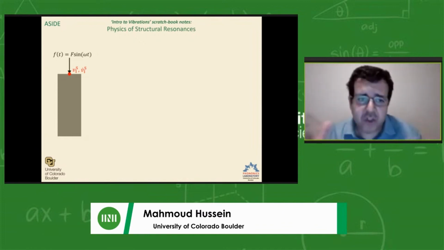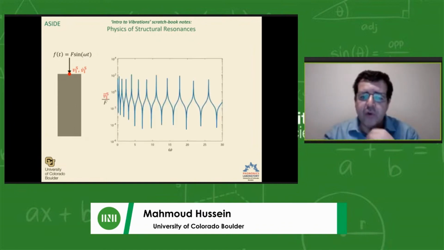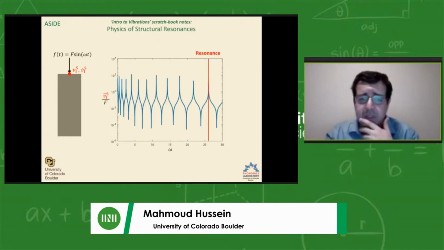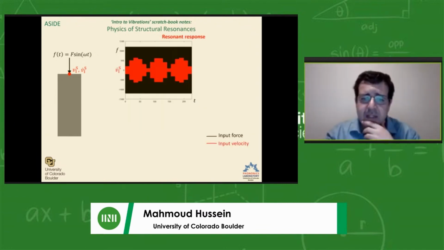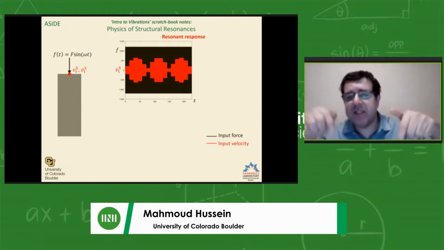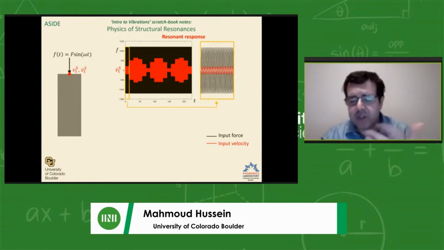So if we just have a structure, some general structure, and we're exciting it harmonically from the top, and suppose we're measuring by simulation or experiment the velocity at the top, at the point where we're exciting. So we will get a frequency response function that looks like that with its resonances and anti-resonances. If we look at a resonance, for example, at a frequency where we have resonance, and we plot the velocity, I'm going to call this the input velocity because it's at the input point compared to the input force, I'll see something like that. And you can zoom in just to see sort of like the harmonic signal.